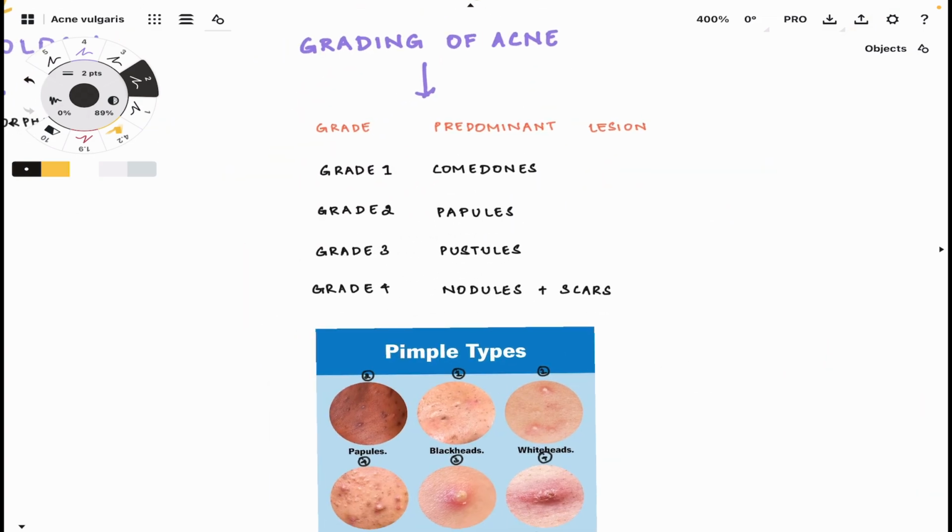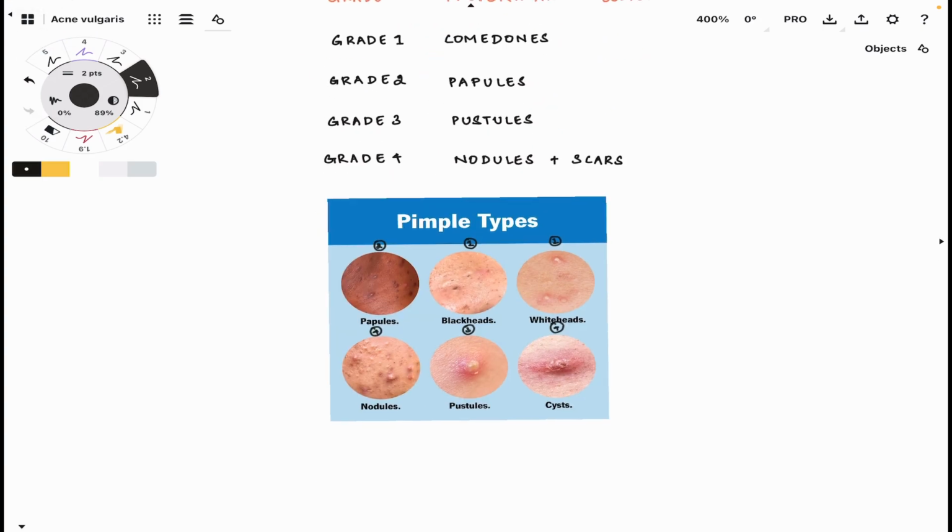The next concept we have is grading of acne. Grading is based on the predominant lesion which you are seeing at the time of examination. Grade 1, the predominant lesion you can see is comedones. In grade 2, the predominant lesion is papules. Grade 3, the predominant lesion is pustules. And in grade 4, the predominant lesion is nodules and scars.